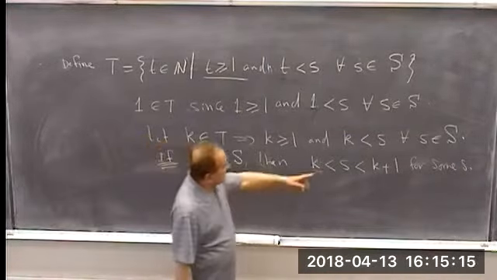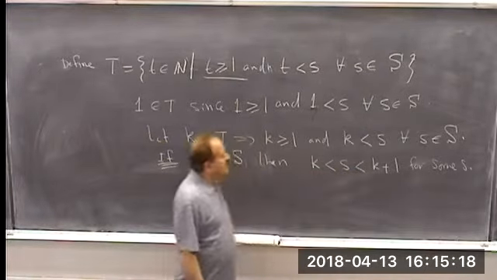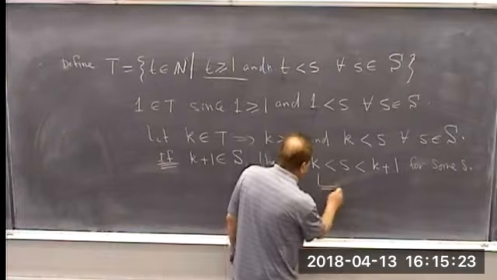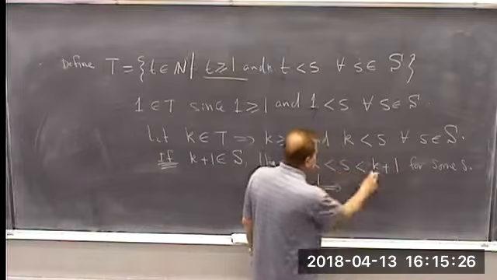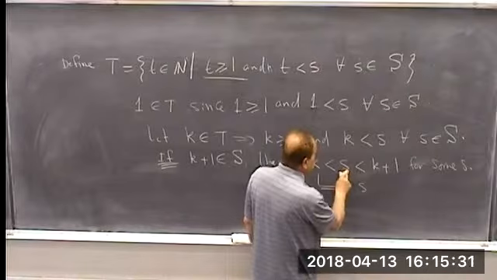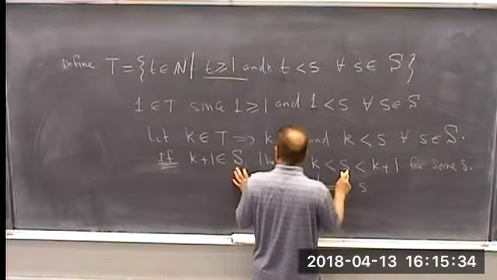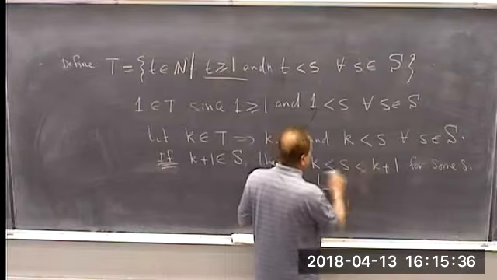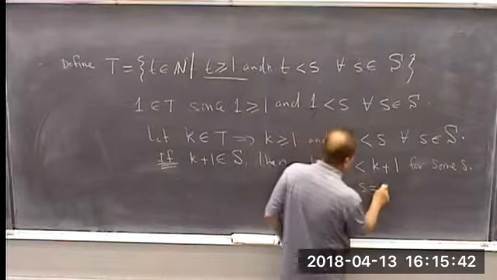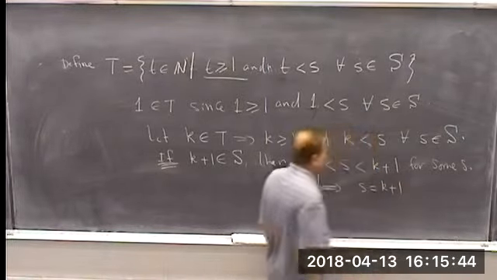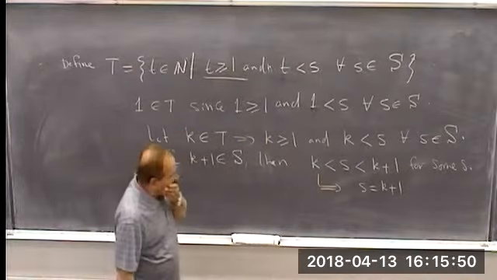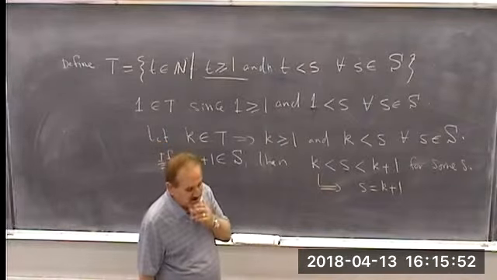Then s must actually equal k plus 1. So from here, we conclude that, because these are two consecutive natural numbers, and s is a natural number, if k plus 1 is in S, then since by the corollary there is no natural number in between, s is forced to be equal to k plus 1. So if this one is in S, then it must equal k plus 1 for some s.